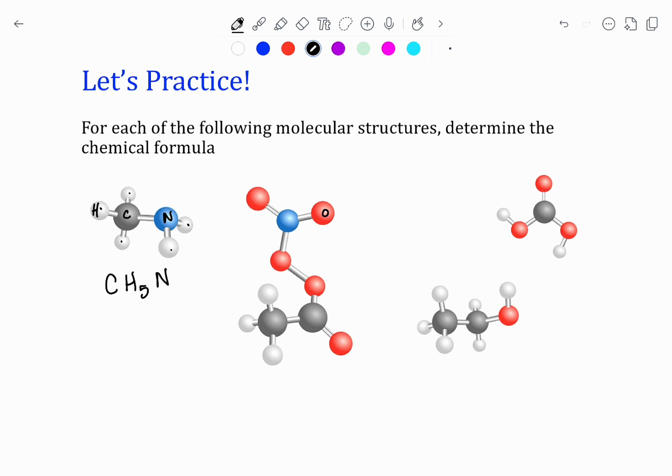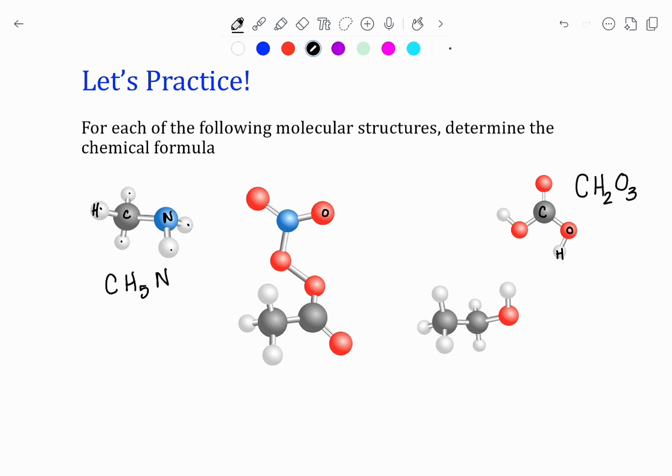Let's look at this compound over here next. I have a carbon and some oxygens and some hydrogens. So we're going to write carbon first. There's only one, so I don't need a subscript there. Then I write hydrogen, so there's 1, 2 here. And then I write my oxygen, 1, 2, 3.